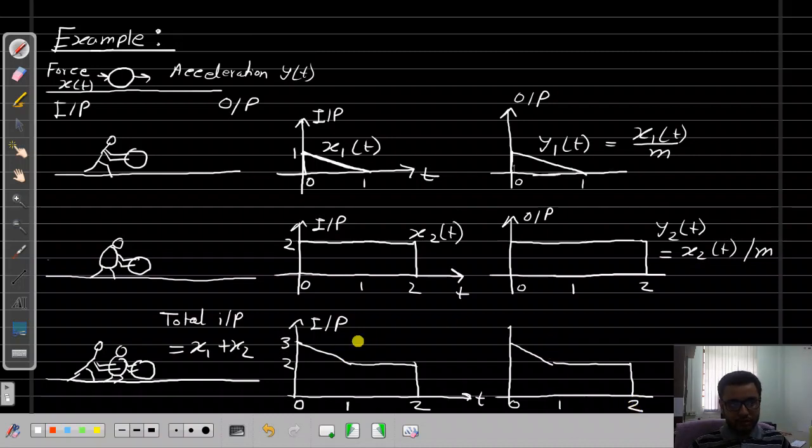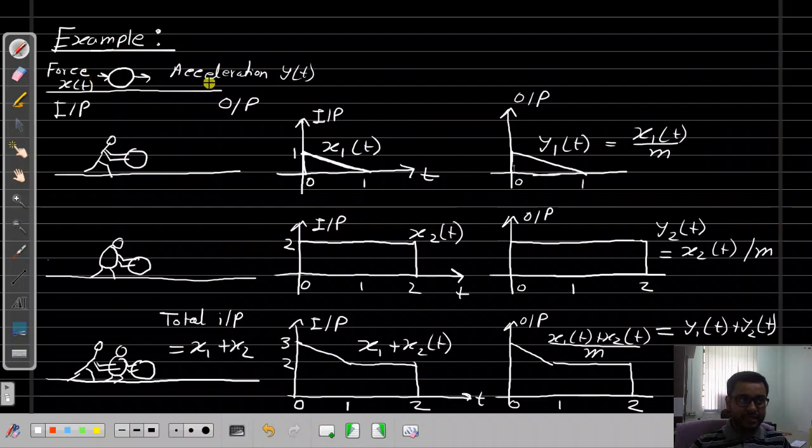If this is x1 plus x2(t), then this output will be x1(t) plus x2(t) whole divided by the mass, and that will be same as y1(t) plus y2(t), which is sum of these two patterns. So this system therefore obeys superposition.